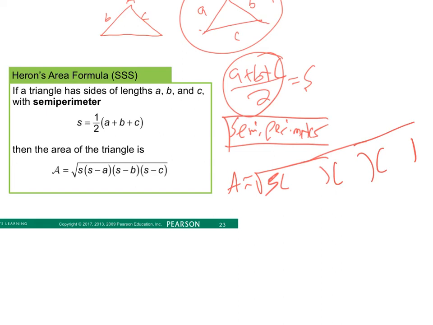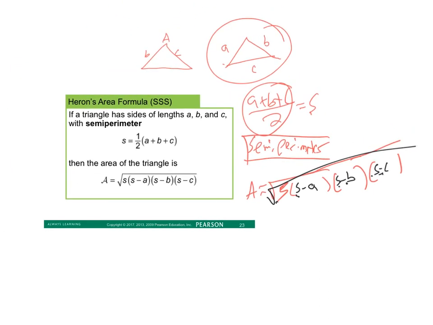You take that semi-perimeter and you subtract one of the sides. You take that semi-perimeter, you subtract another side. You take that semi-perimeter and you subtract the third side. Isn't that cool? So you've got four semi-perimeters in there. It's semi-perimeter times semi-perimeter minus one side, semi-perimeter minus the other side, semi-perimeter minus the third side. You multiply those together and take the square root. That's the area of any triangle, as long as you know the sides.